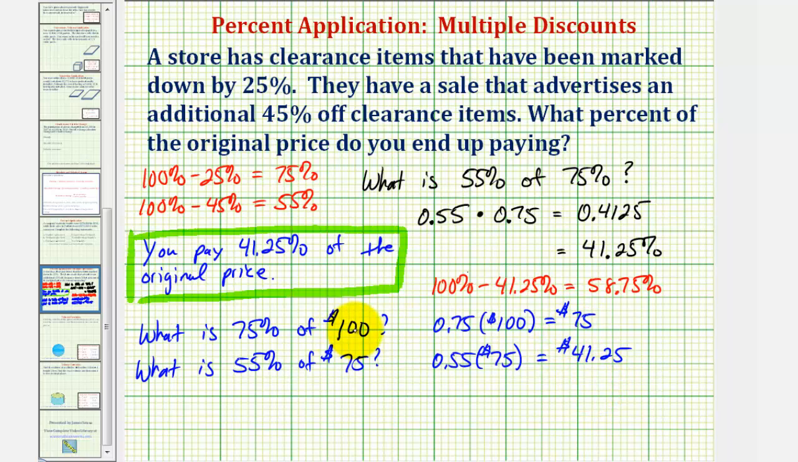So now you can see the connection here. If the original price was $100 and you pay $41.25, that means you end up paying 41.25% of the original price. So there are several ways to answer this question, but we cannot just add these percents together and subtract that amount from 100%. I hope you found this helpful.